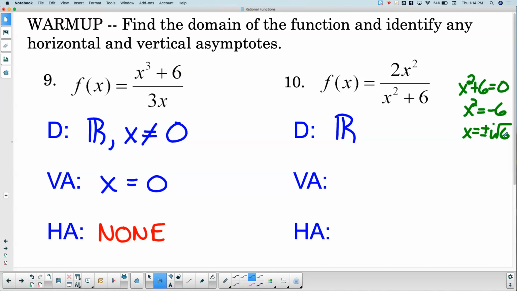Why is it just all real numbers? Because those are imaginary. They're not real. So they be gone. Okay? So what does that mean vertical asymptote-wise? There is none. Horizontal asymptote. So x equals 2? Agree with x equals 2 for a horizontal asymptote? No. Why not? I like y equals 2 better because it's horizontal.